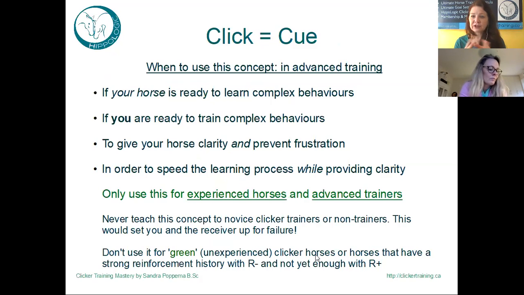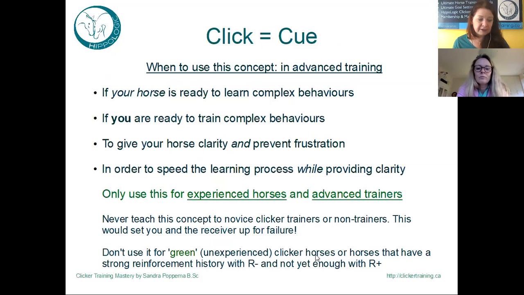You can make notes. I also will make a PDF scan of the slides for you. Only use this for experienced horses and advanced trainers. So we are going to use this when we turn the key lessons into our training tools as well. And you can deliberately ask for a second behavior after the click and then extend the delivery of your reinforcer.